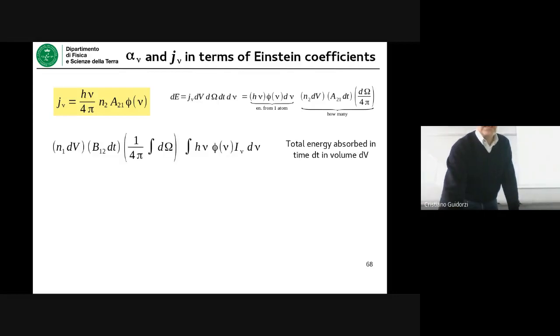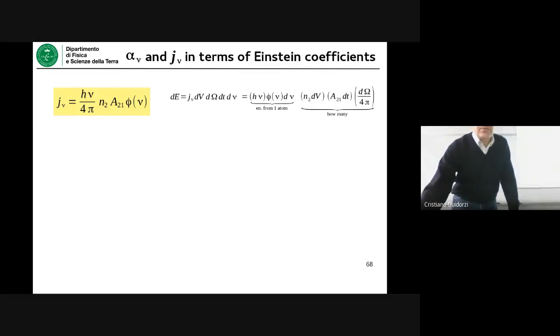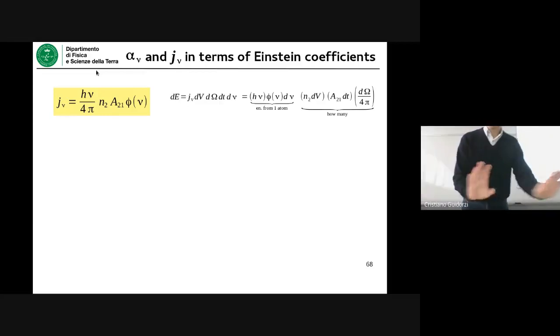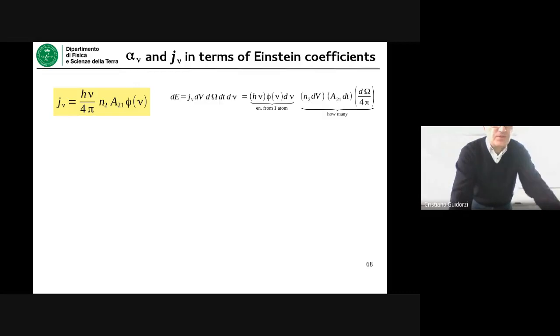So that's where this comes from. All the four infinitesimal quantities just cancel out. And on the right-hand side, what is left is just h nu, phi nu, n2, A21, d omega over 4 pi. So that's exactly what we are left with. Okay, nothing could be simpler, couldn't be easier.